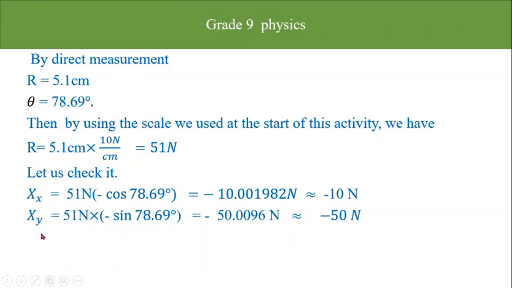Xy, the component of force x in the y direction, is given by 51 Newton times negative sine of 78.69 degree, which implies negative 50.0096 Newton, which is approximately negative 50 Newton. So our expectation is correct, and we have shown and solved this problem with method 1, which is the scale diagram or graphical method of vector manipulation.